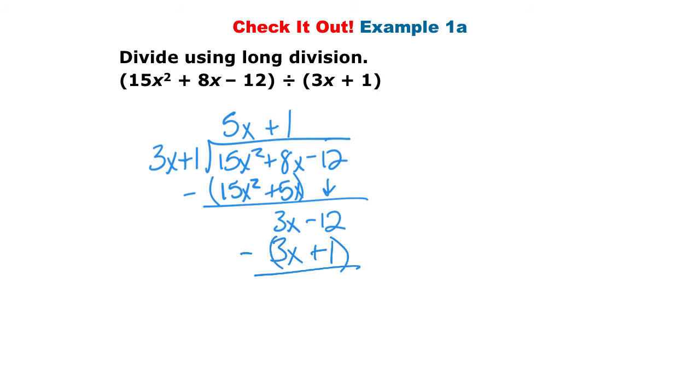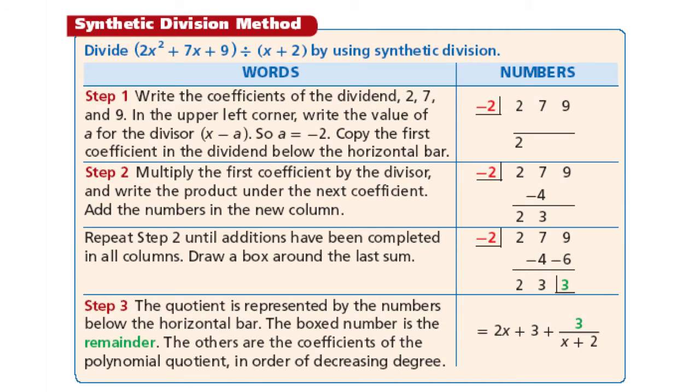I subtract off all of this. I'm going to end up with just -13 at the end. So up on the top will be minus 13 over 3x plus 1. And that'll be my answer. So that was long division. Now we're going to look at synthetic division, which is a little bit quicker method.